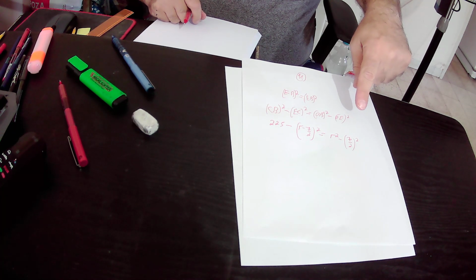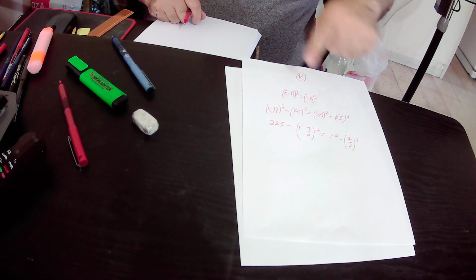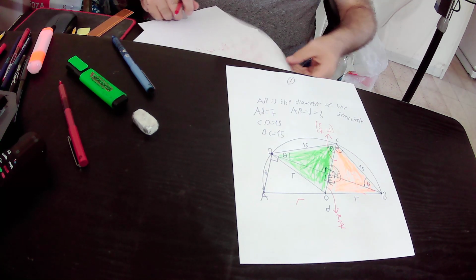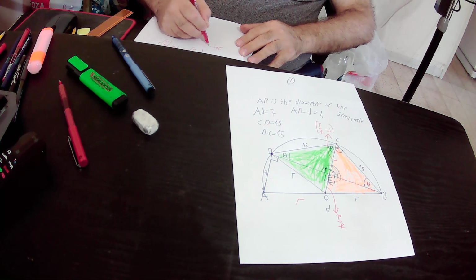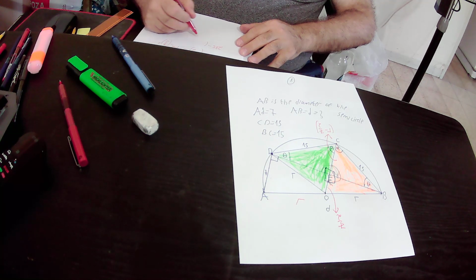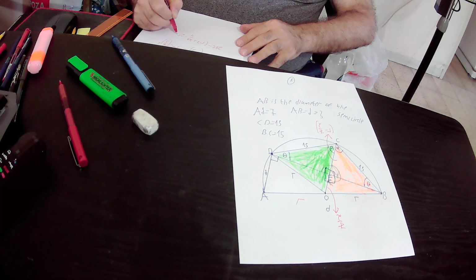Here 7 over 2 square equals 49 over 4. And here we'll open the brackets. We will get that 225 minus R minus 7 over 2 square is R square, plus 7 over 2 square is 49 over 4, minus 2 times R times 7 over 2, equals R square minus 7 over 2 square, which is 49 over 4.